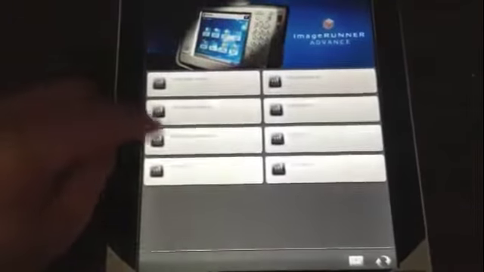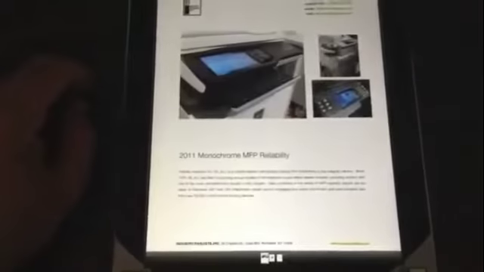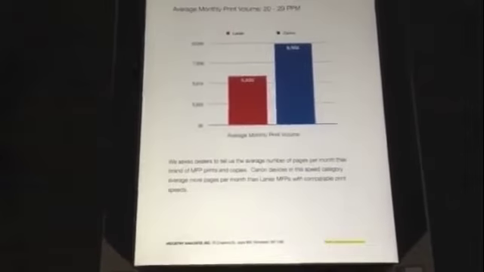We also throw in our reliability charts, comparing product reliability from devices at customer sites. This shows how Canon stands up against Ricoh in this specific speed category. We'll show you another one as well.